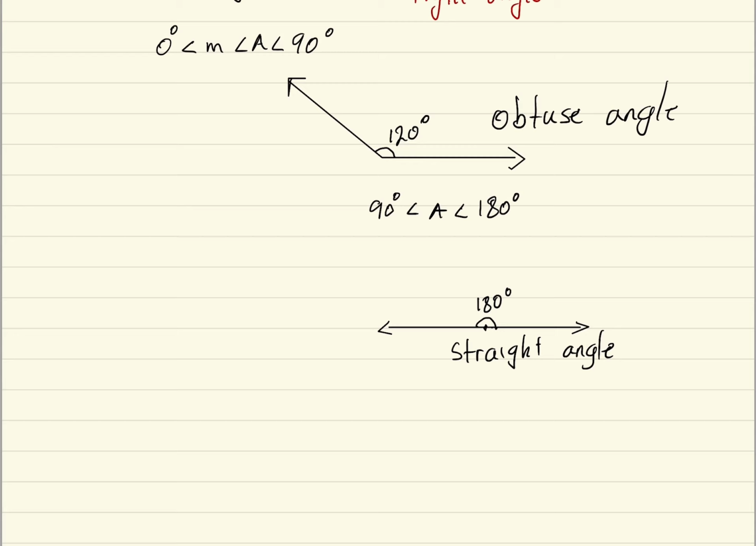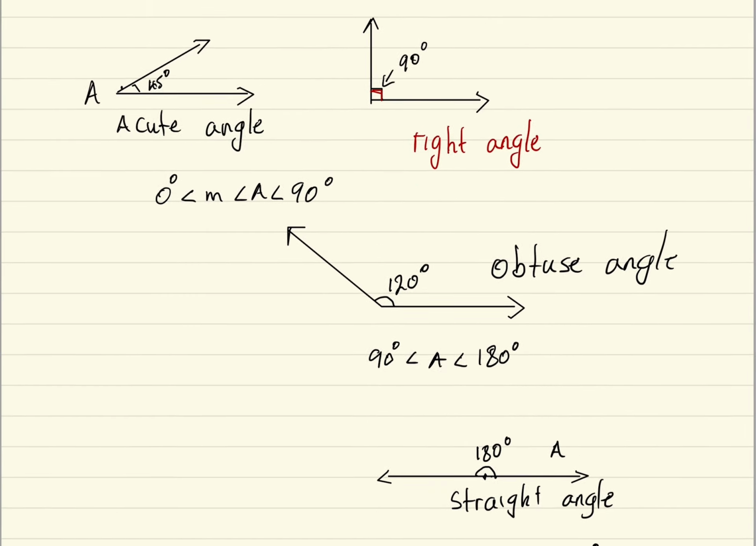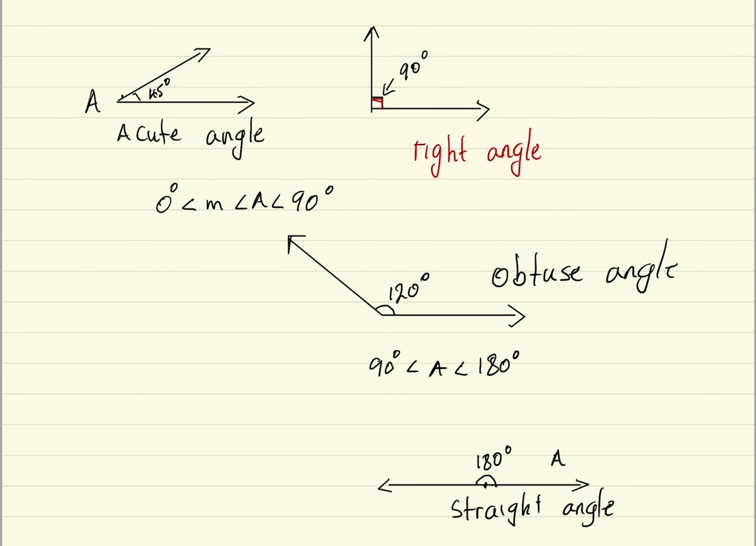So this angle is simple. Let's say we call this also angle A. So its measure is equal to 180 degrees. So those are the 4 types of angles, or 4 ways to classify angles.